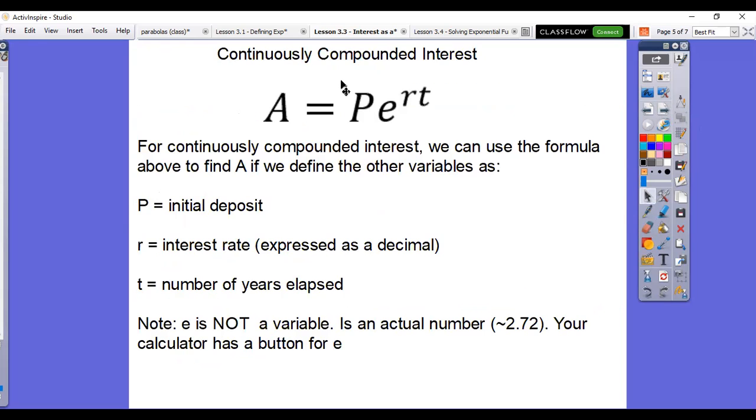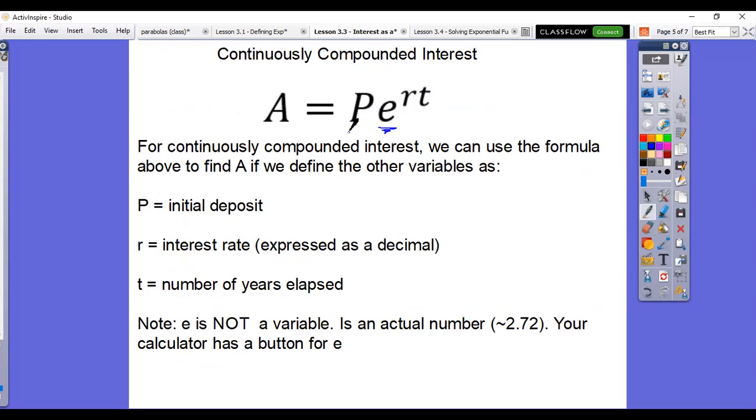Continuously compounded interest has this formula, and it's very affectionately referred to as PERT. So this is the PERT formula. This is for continuously compounded interest. It is P times E to the RT. A is still the amount in the account, P is still the initial amount, R is still the interest rate expressed as a decimal, and T is still the number of years elapsed. But E is not a variable.